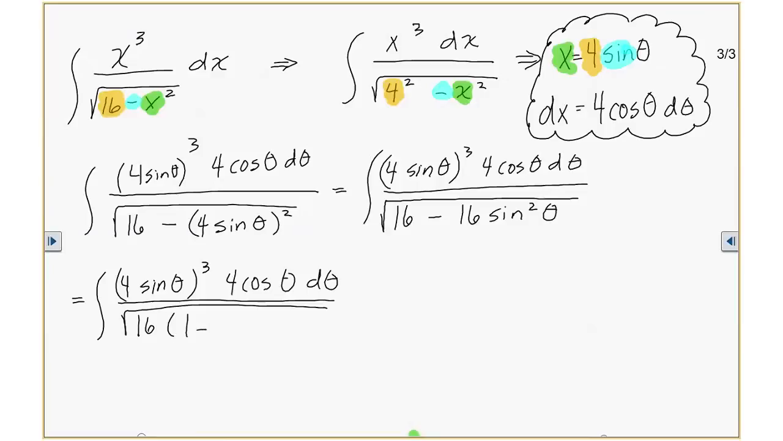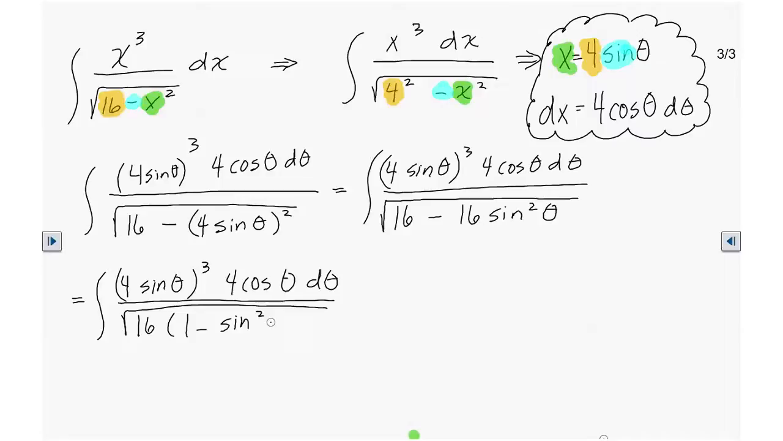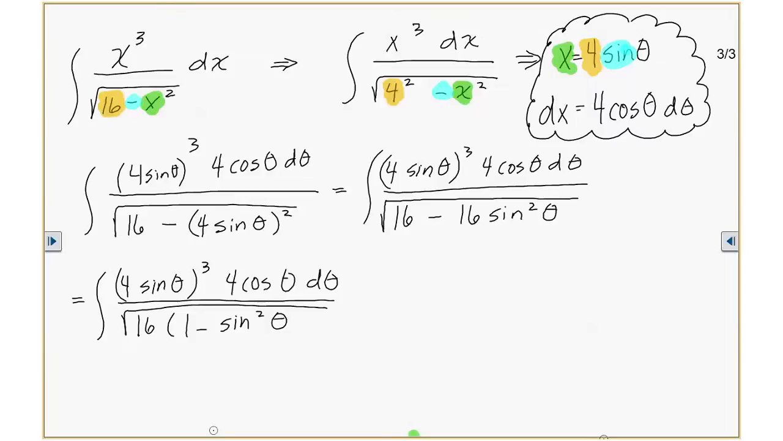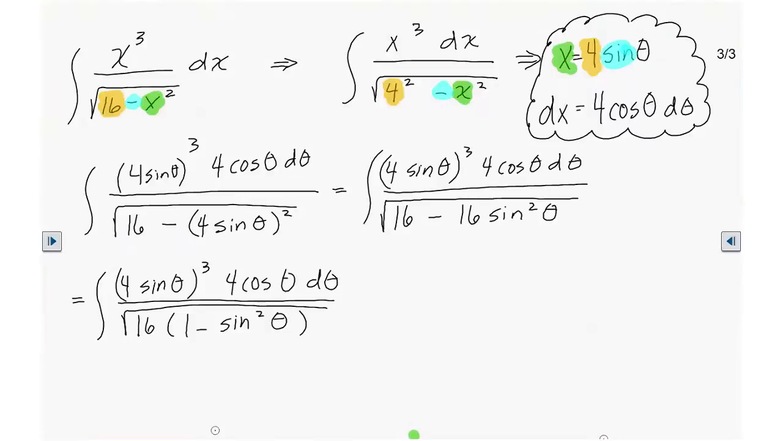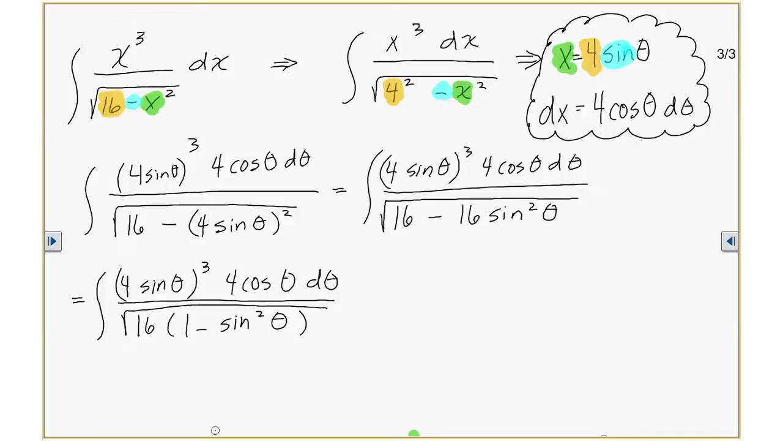One minus what? Sine squared theta. And y'all should say what? What's 1 minus sine squared theta? Cosine squared theta. That's right, class. Y'all suck.